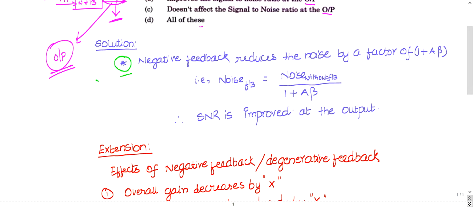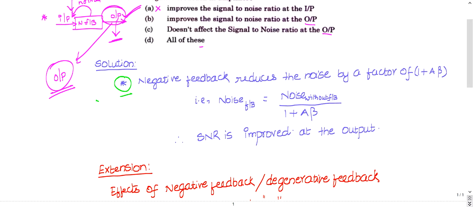Why do we employ negative feedback? So that we get some advantage, right? By making a small guess, you can say that it reduces the noise. If it reduces the noise, then the signal to noise ratio will be improved. So option B is the right choice, everybody will tell. Let us see the details of it.